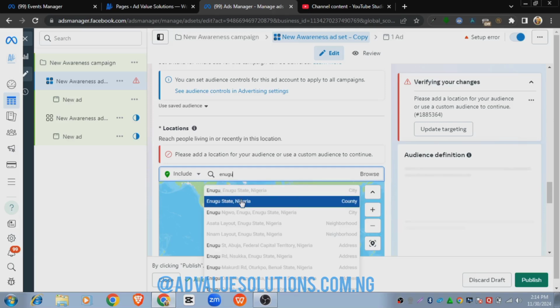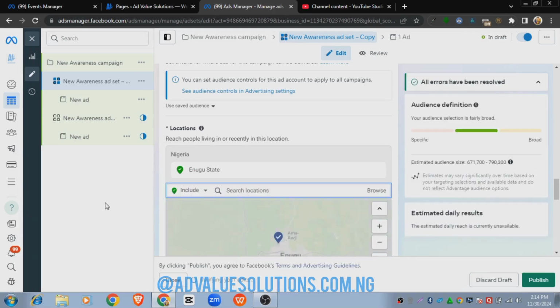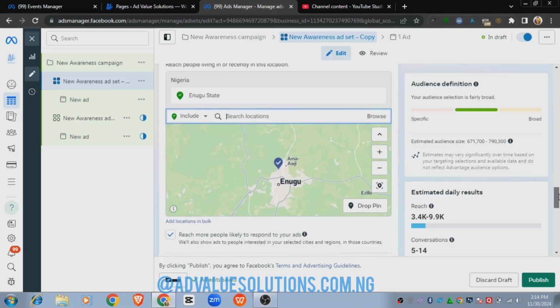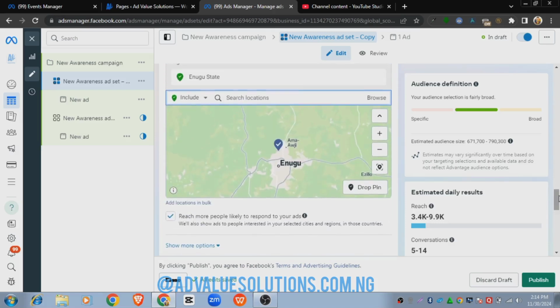Let me select the whole of Enugu State. Maybe you are selling something and you need to make deliveries, and you can only deliver within Enugu, you can select this, and you have to turn this off as well. Which more people are likely to respond to your ads? If what I sell is restricted to Enugu State, turn this thing off.